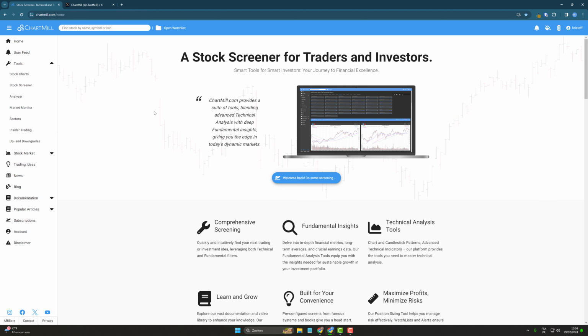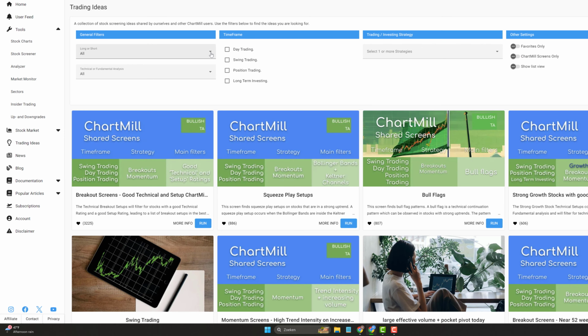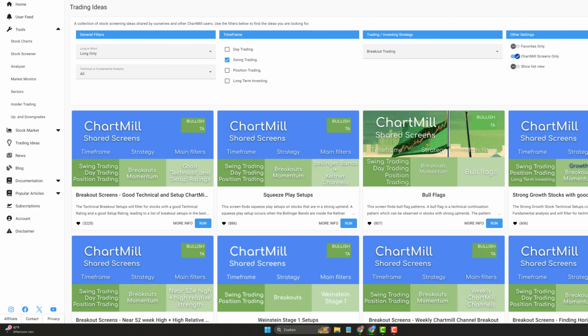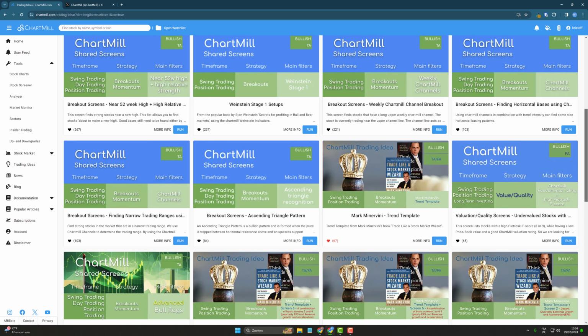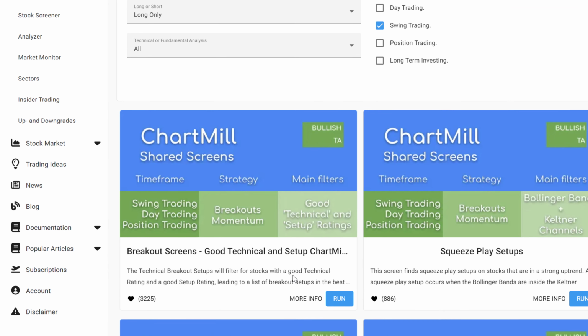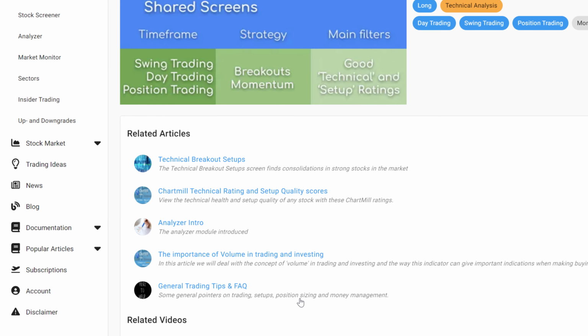On the home page, in the main menu on the left, select trading ideas. In the next screen, select long only, swing trading, breakout trading, and then ChartMill screens only. This gives you 26 different breakout screens in ChartMill. The one we are going to use in this video is the first one, breakout screens. So click on more info.